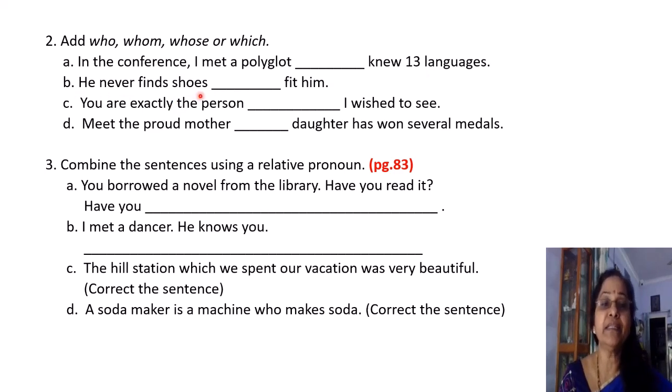He never finds shoes dash fit him. Shoes which fit him or shoes that fit him also is correct. Here the answer is which. And then you are exactly the person dash I wish to see. Whom I wish to see. Whom is the answer. Meet the proud mother dash daughter has won several medals. Whose daughter has won the several medals. So these are the relative pronouns and go through them in the textbook. Third question. Combine the sentences using a relative pronoun. You borrowed a novel from the library.